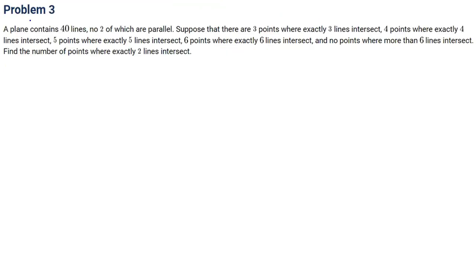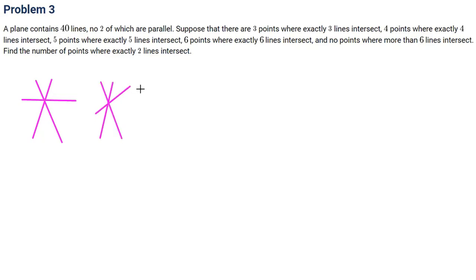AIME I 2023, problem number 3. It says a plane contains 40 lines, no two of which are parallel. Suppose that there are 3 points where exactly 3 lines intersect. It means 3 points where 3 lines intersect, like this. So 3 points with 3 lines.